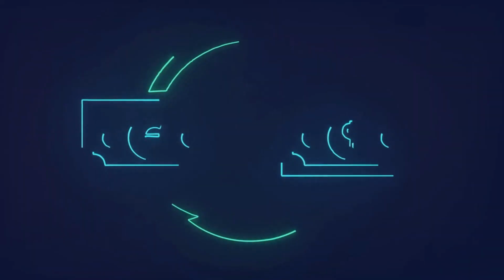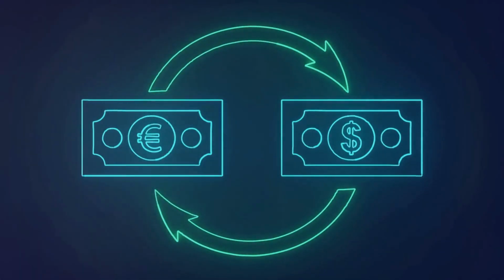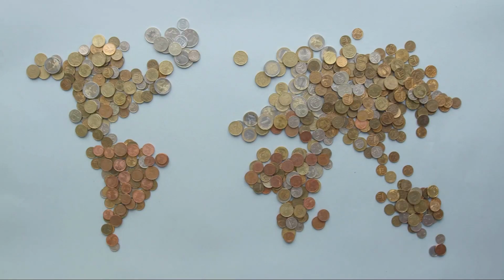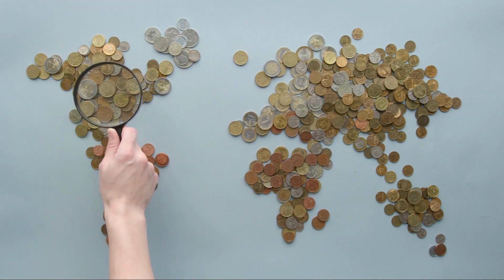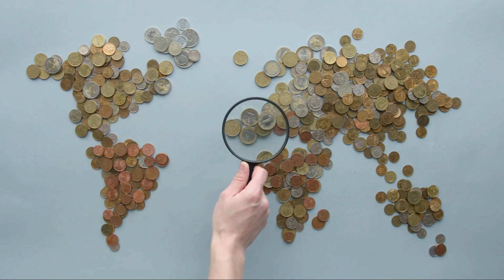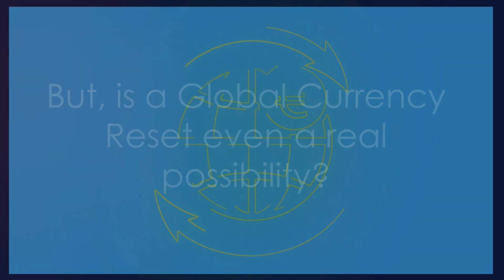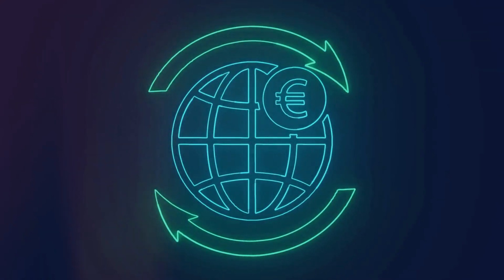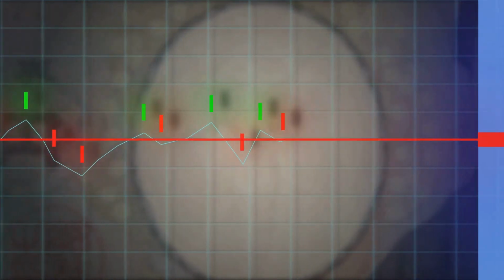In conclusion, a global currency reset, while theoretically possible, would have profound implications for the global economy. It would affect trade, international relations, the financial stability of nations, and could potentially lead to significant economic instability. It's a scenario that requires careful thought and consideration before it could ever be implemented. But is a global currency reset even a real possibility? That's the question we'll delve into next as we continue to explore this fascinating concept. The idea of a global currency reset has been floating around for a while, but is it really plausible? This is the question that has been on the minds of many, and rightfully so.